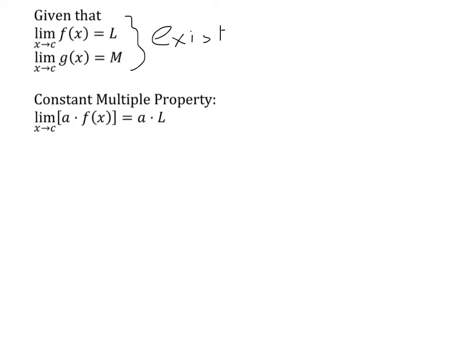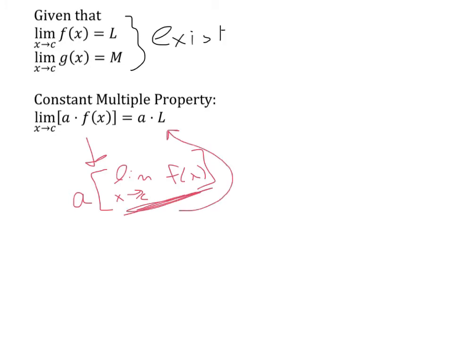Right? So these rules don't really apply if one of those limits doesn't exist. Okay? So the constant multiple property says if they're asking you to do the limit of some function times a constant, and you know what that limit is, like we know it's L, you can just multiply your constant times L. Another way of saying this is that you can take that constant and pull it out. You can say, this would just be a times the limit as x approaches c of f of x. And because we know that thing is L, we get that this is a times L.